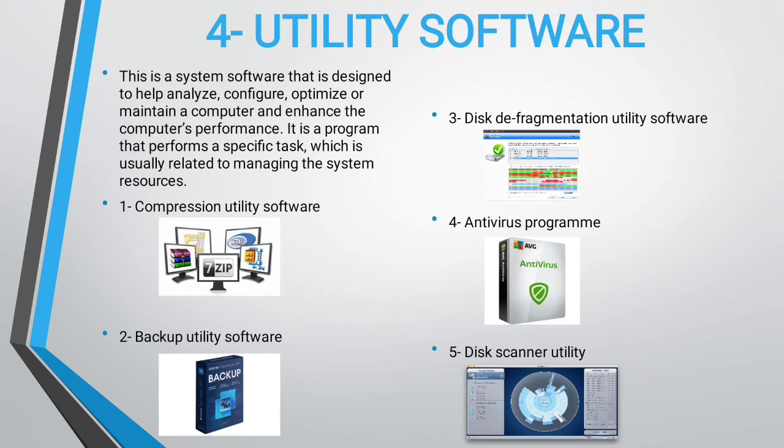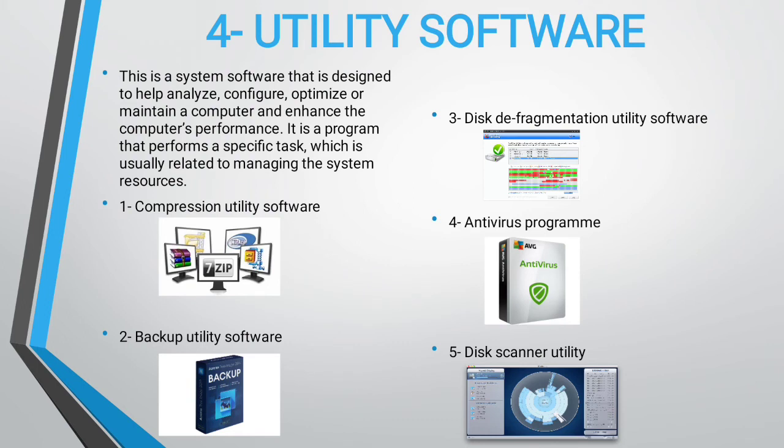Next is disk defragmentation utility software. Disk defragment utility is a utility designed to increase access speed by rearranging files stored on a disk. Defragmenting reduces the time it takes to read files from and write files to the disk. Antivirus program. Antivirus is used to protect a computer from viruses. It detects a virus, notifies the user and takes action to secure the computer. Windows Defender, AVG, Avast, Quick Heal are popular antivirus software.